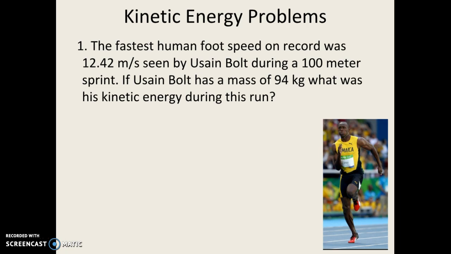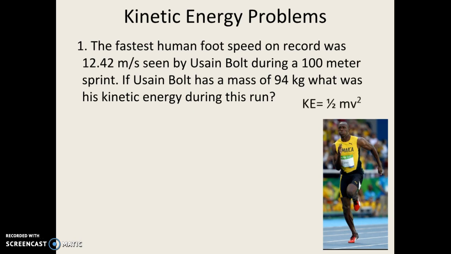The fastest human foot speed on record was 12.42 meters per second, seen by Usain Bolt during the 100 meter sprint. If Usain Bolt had a mass of 94 kilograms, what was his kinetic energy during his run? So go ahead, press pause, try and solve this using the formula that we had before, and press play when you're ready for the answer.